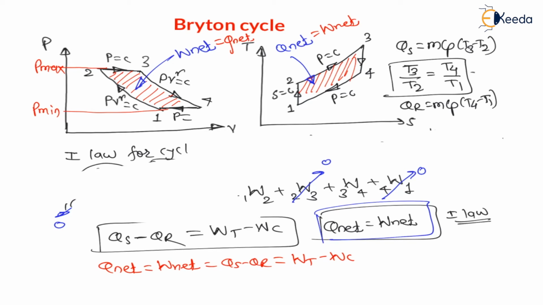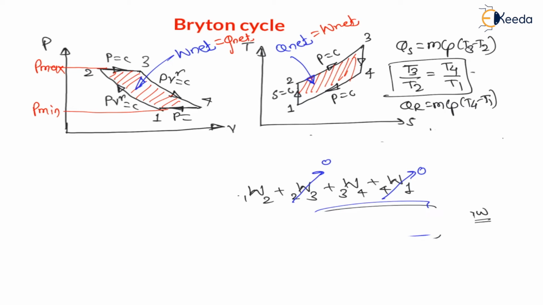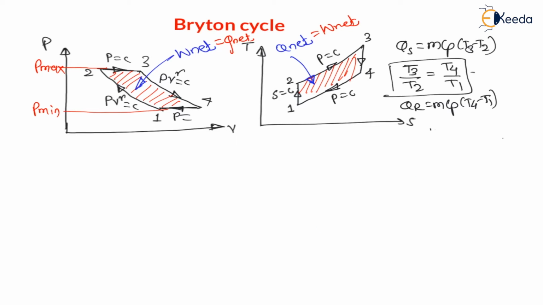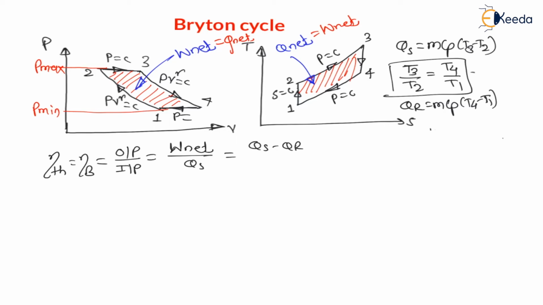Now after the analysis of all the processes, let us find the efficiency of this Brayton cycle, or efficiency of this gas turbine cycle, also called the Joule cycle. For any cycle, including the Brayton cycle, thermal efficiency is nothing but output divided by input. Here the output is W net, the net work output, and the input is the heat supplied during the 2 to 3 process. Therefore it is written as W net, which is heat supply minus heat rejected, divided by heat supply. Therefore it is equal to 1 minus heat rejected divided by heat supply.